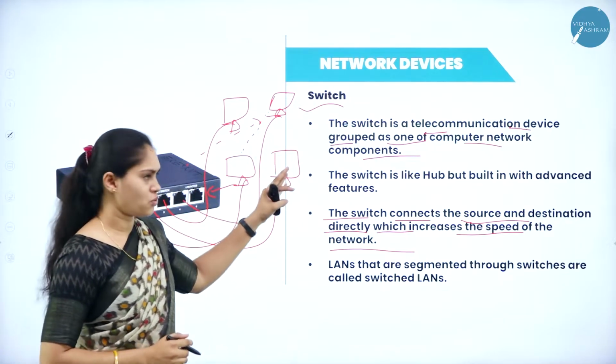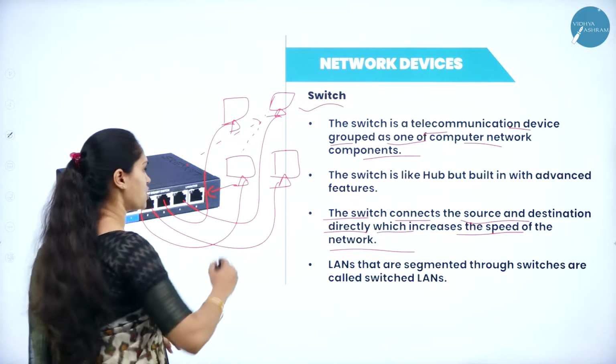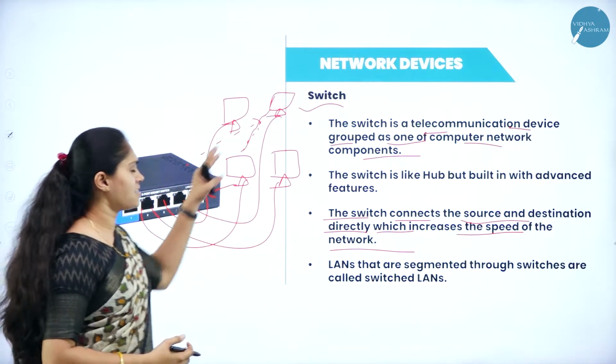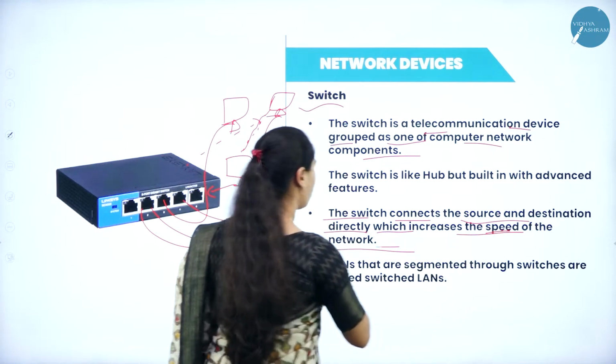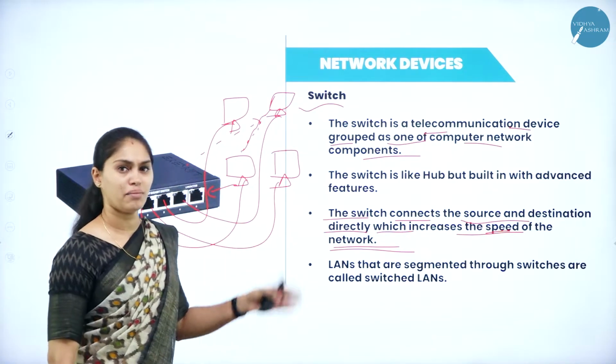But if I am using a switch, this will help us have a direct communication from this computer system to that computer system. When there is a dedicated channel, it also improves the data rate, and the speed of the network is also going to be high. That is the difference between a hub and a switch.